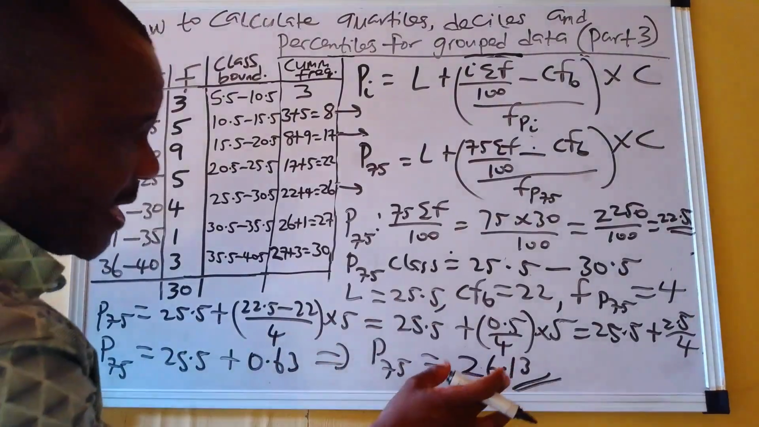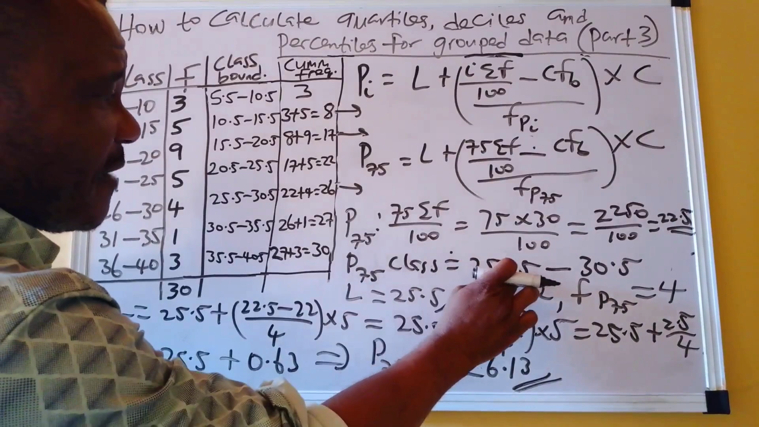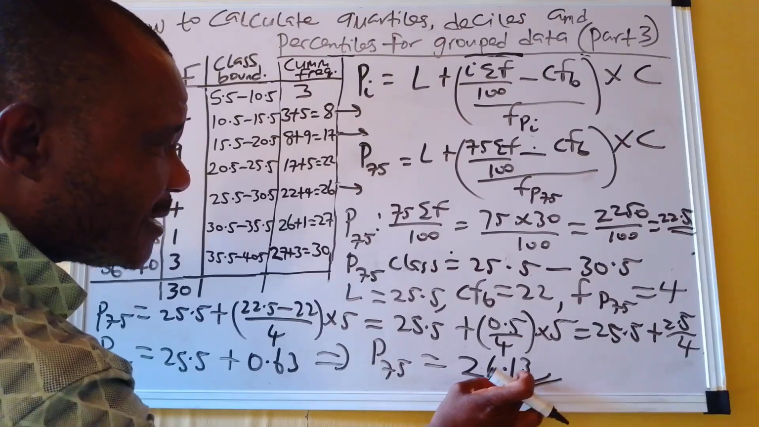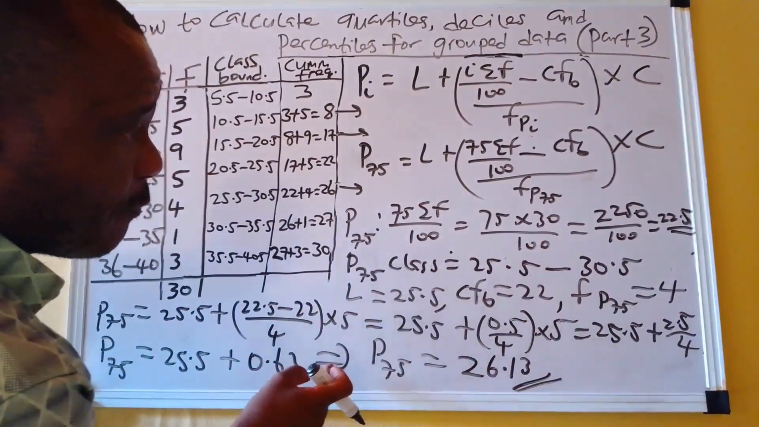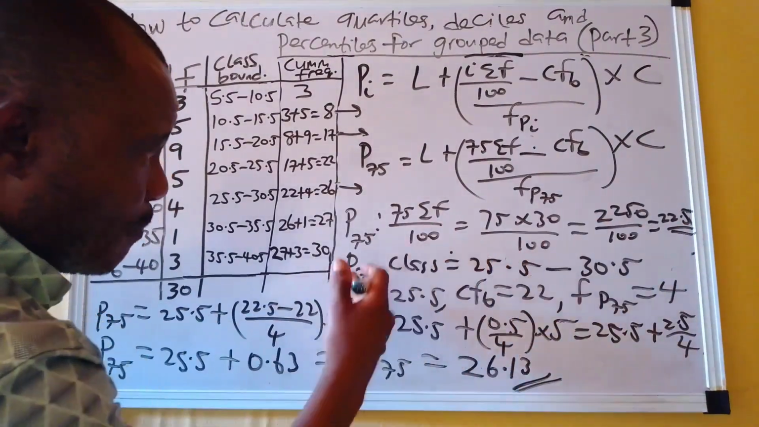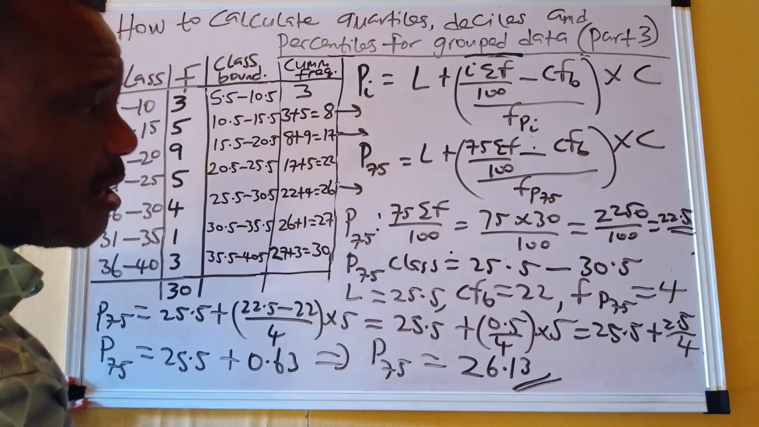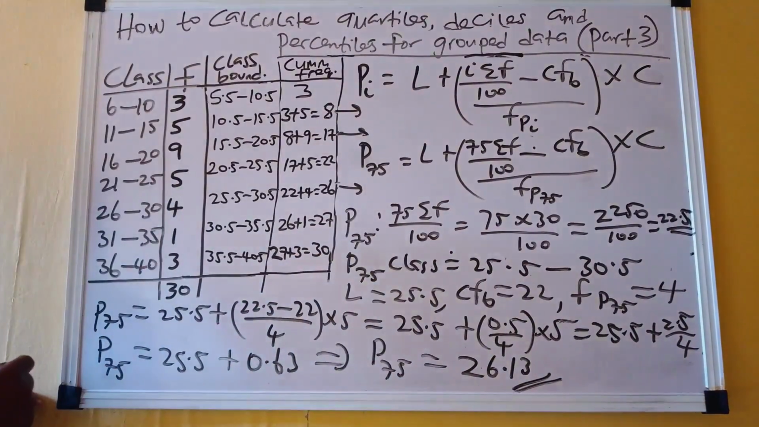Now again, you check the class. The P75 class is 25.5 to 30.5, and this value 26.13 falls within that class. It's not above 30.5 and it's not below 25.5. If it's above it or below this, then something is wrong somewhere. You have to trace and check where the problem is coming from. So you can see that we have gotten that clearly.